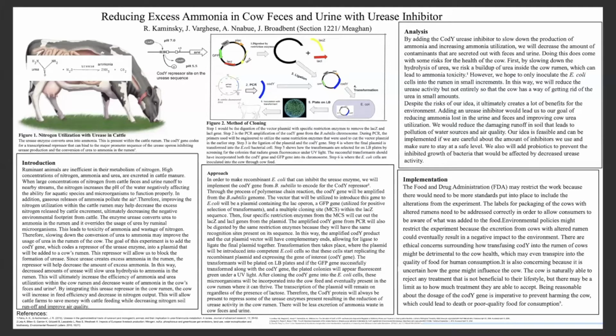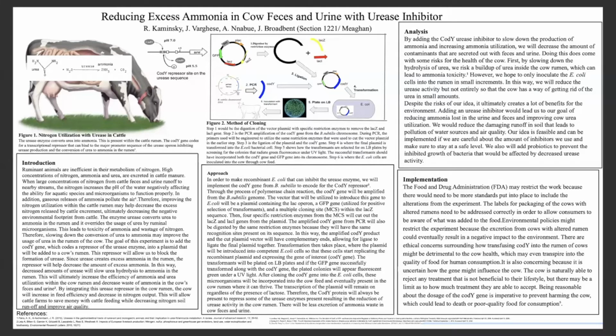In order to have the recombinant E. coli that can inhibit the urease enzyme, we're going to implement the CODY gene from the B. subtilis to code for the CODY repressor. In step 1, as seen in our cloning mechanism, there will be digestion of the vector plasmid, and our specific vector plasmid will include the LAC operon, the GFP gene, and a multiple cloning site within the LAC-Z sequence. The plasmid will be cut by 4 specific restriction enzymes from this multiple cloning site, and they will cut out the LAC-Z gene and the LAC-I gene.